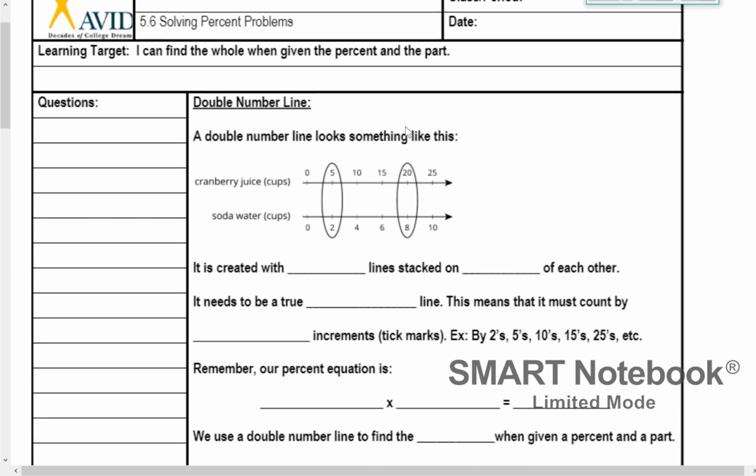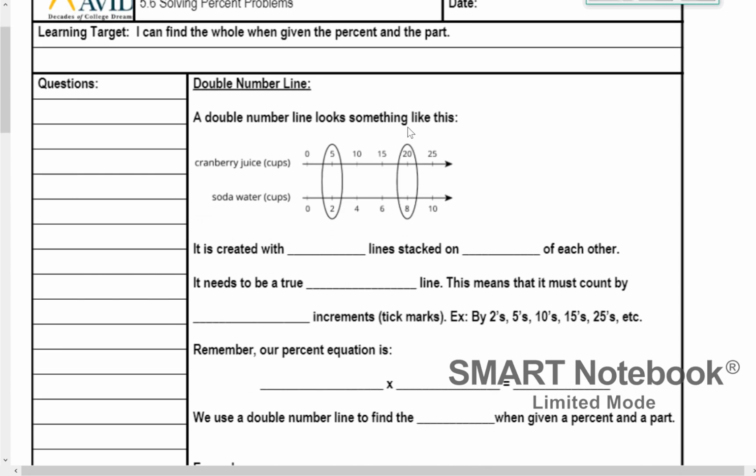All right, so now we're just going to fill in these blanks with what I was just explaining to you. So it is created with two lines stacked on top of each other. Okay, like this and this. It needs to be a true number line. This means it must count by equal increments or tick marks.